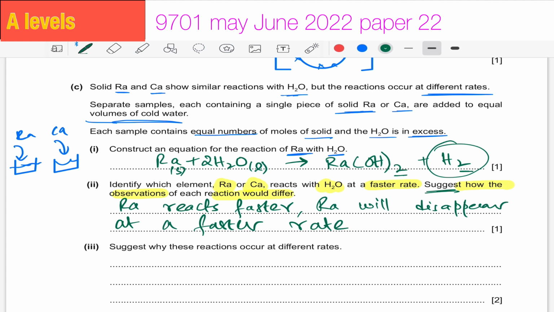Right, or you can say that more bubbles of hydrogen gas would form, or more fizzing, right? But I have described it in this way that the metal will disappear at a faster rate. Metal, as it reacts with liquid water, will convert into radium hydroxide and it will disappear. So soon the metal will disappear. So we can say that radium will disappear at a faster rate.